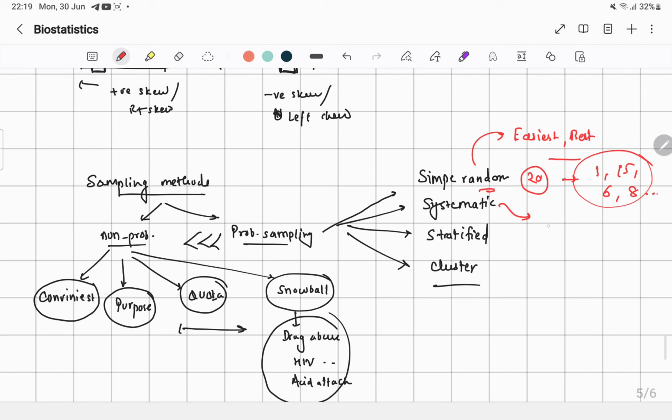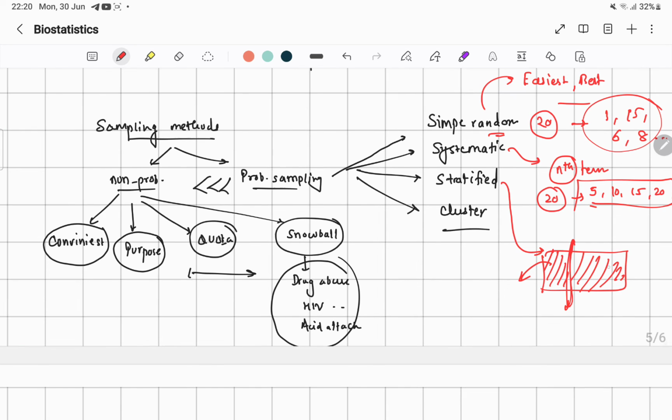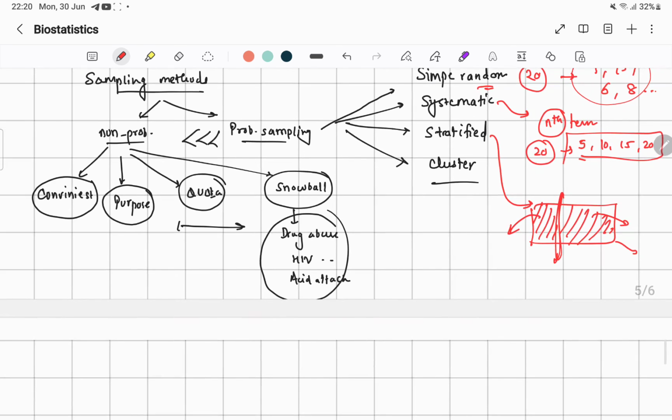Systematic means you are selecting every nth term. Say you are selecting from 20 patients, you are calling 5, 10, 15, 20, the nth term, every fifth individual. Stratified sampling means you divide the population into strata. This is the first strata, this is the second strata, and you do sampling. So divide the population based on this and then sample. Cluster sampling is done for health programs.